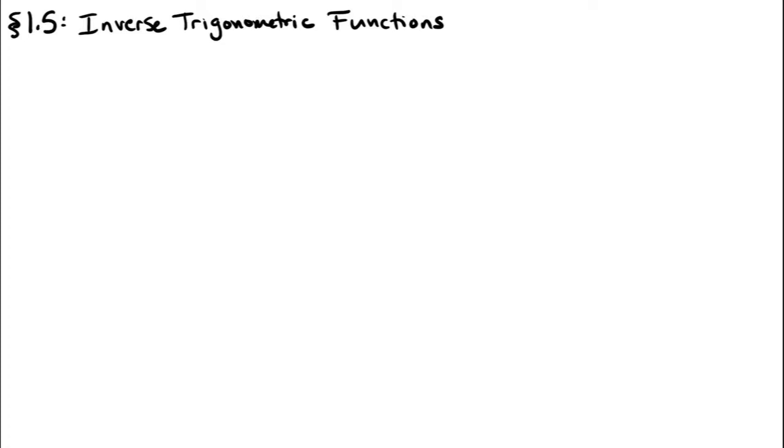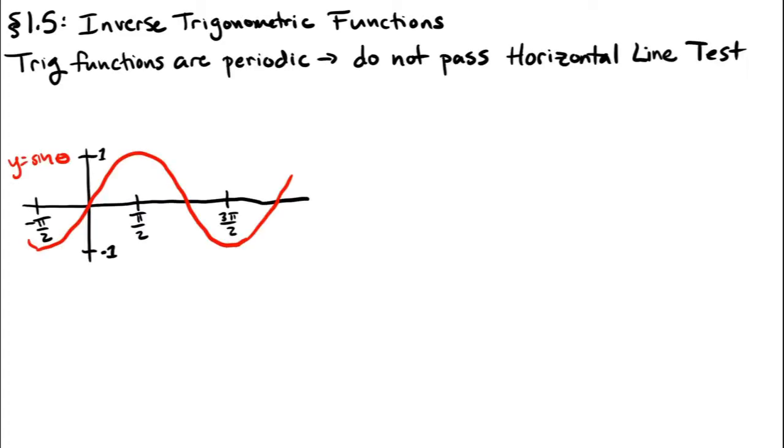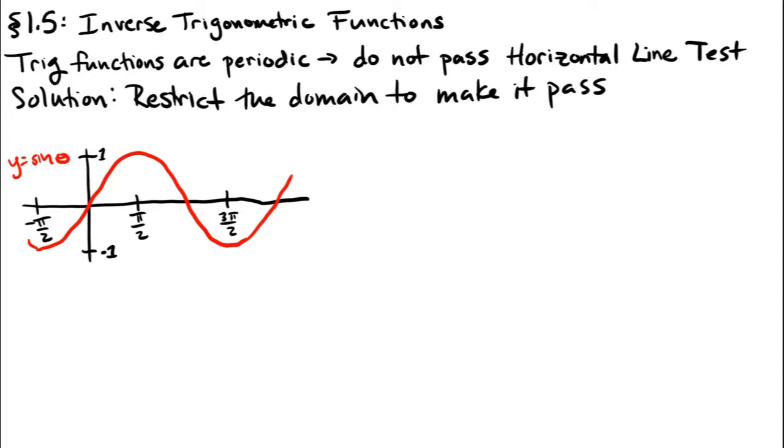The inverse trigonometric functions are defined in section 1.5 of the textbook. Right away, we have a problem when we're trying to define them. The trig functions are periodic, which means that their values repeat, and this prevents them from passing the horizontal line test. So what can we do? The solution is to restrict the domain so that the resulting function does pass the horizontal line test.